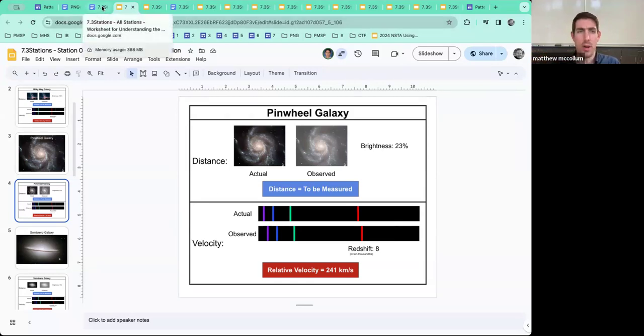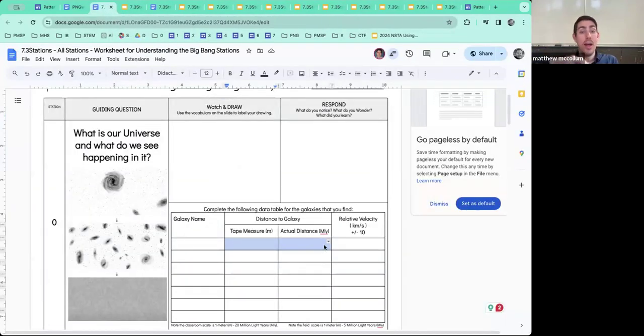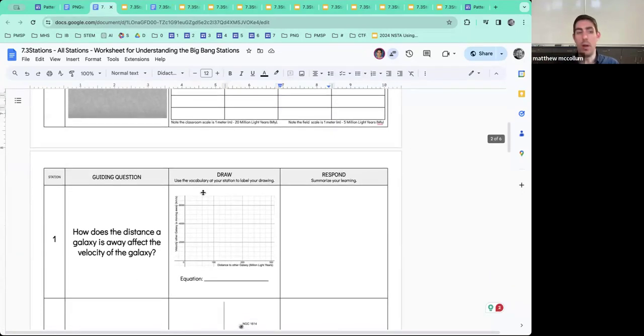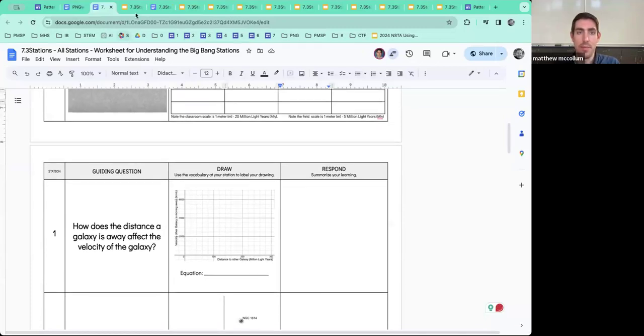Now, of course, students haven't heard about redshift yet. They don't know what that means. There's a station on that. They don't know how we can say the actual versus observed brightness. There's a station on that. So this is all data of how far away they are, which is found from the brightness of supernovae, and then how fast they're moving away. And this leads us into Station 1, which I'll leave for Bradford to talk about.